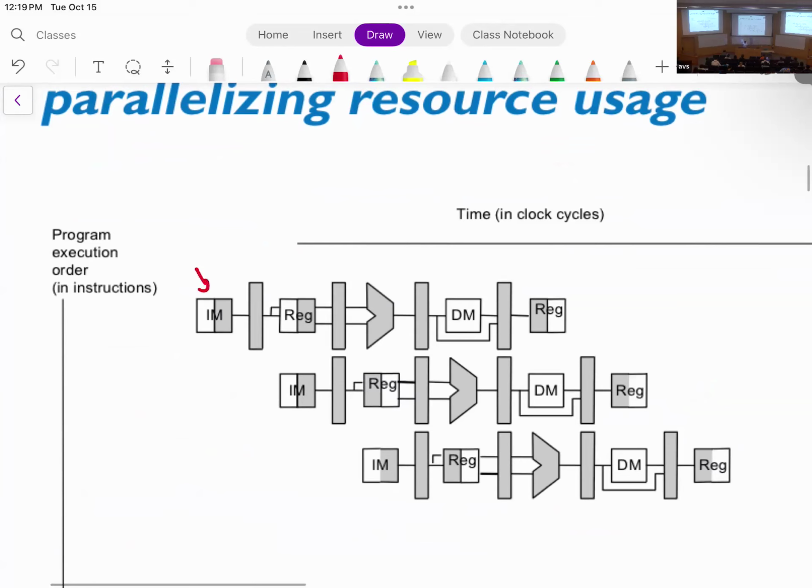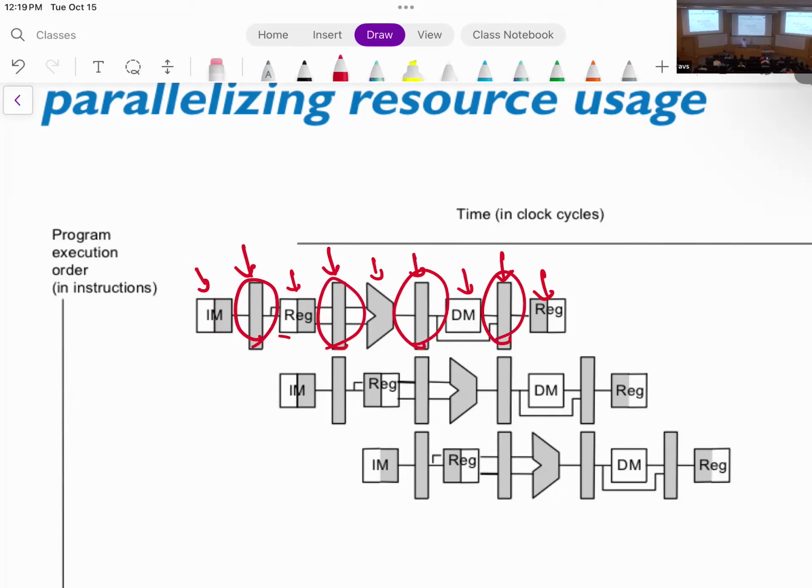So this is the instruction memory, this is the register file, this is the ALU, this is the data memory, and this is the write back, when we are writing the data back to the register file and PC, okay? So I'm going to use these 4 pipeline registers here. These are the buffers that I showed you last time, and you've probably seen them in the homework as well. So I'm creating this 5-stage pipeline.